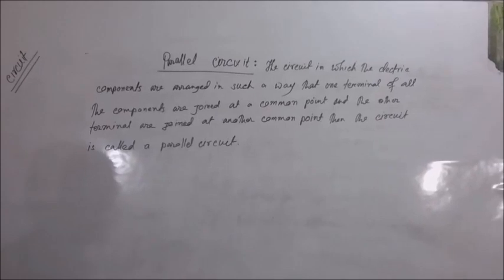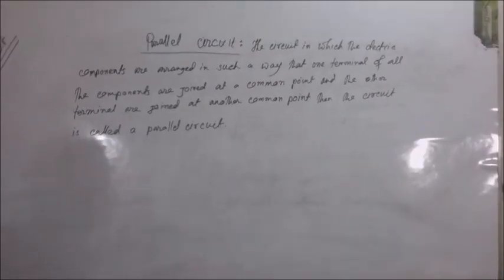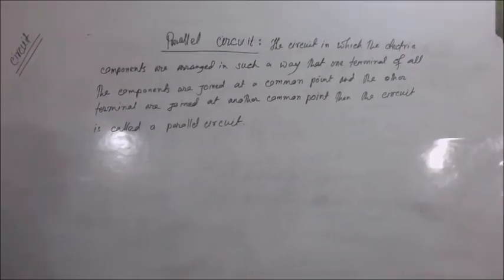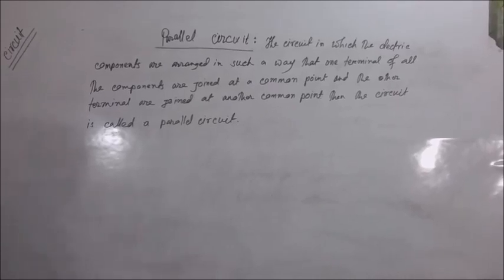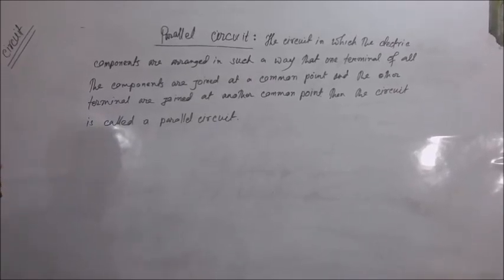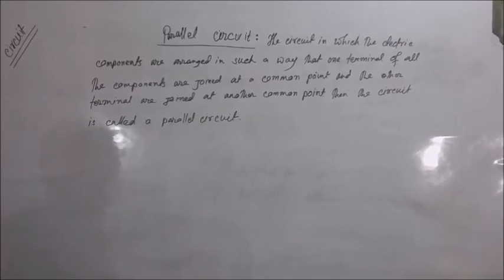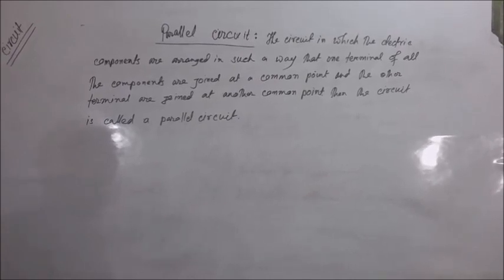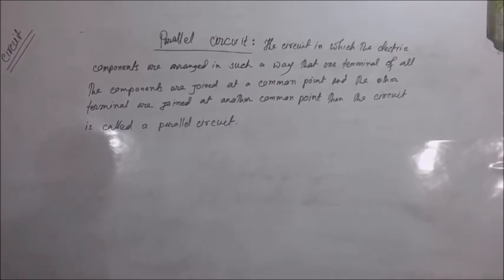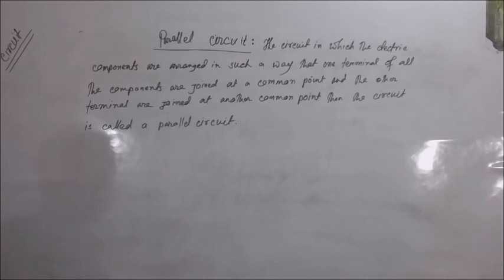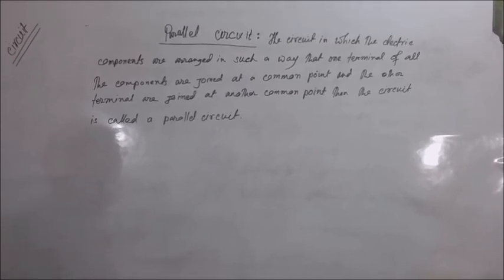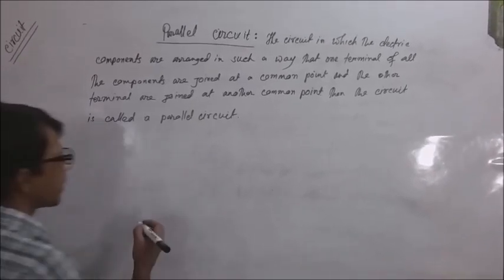Now parallel circuit. The circuit in which the electric components are arranged in such a way that one terminal of all the components are joined at a common point and the other terminals are joined at another common point, then the circuit is called a parallel circuit. We draw a parallel circuit.